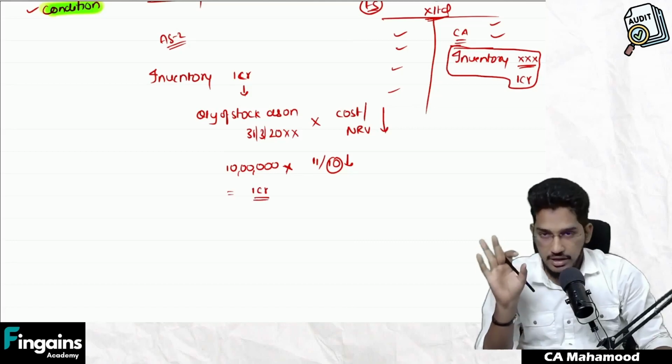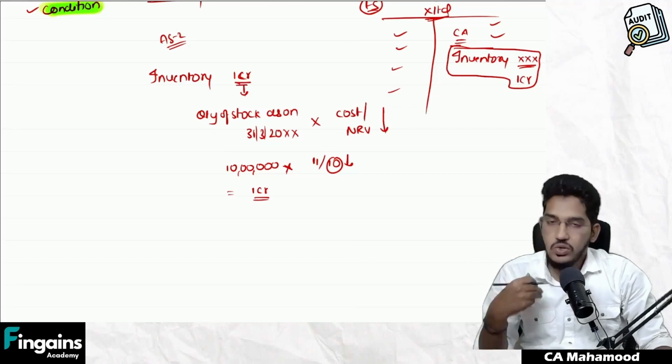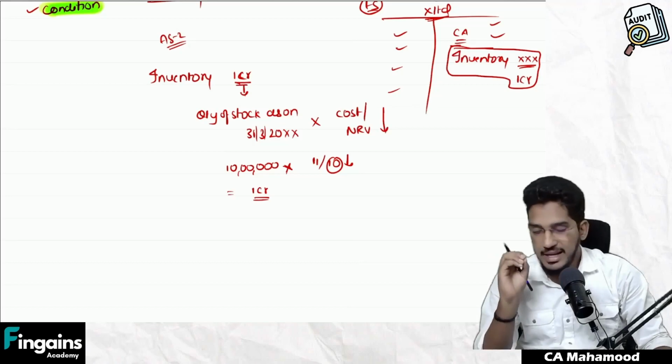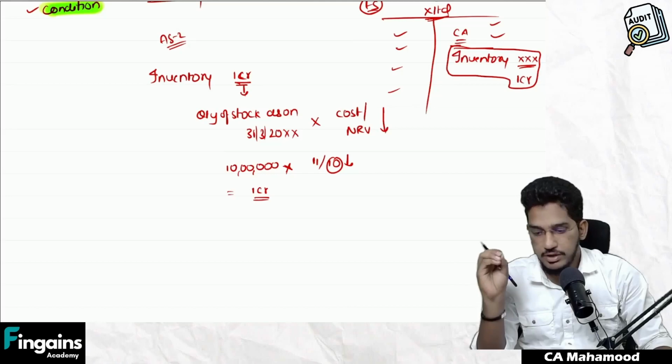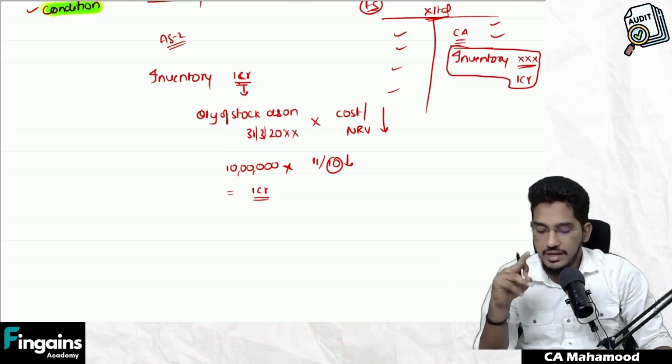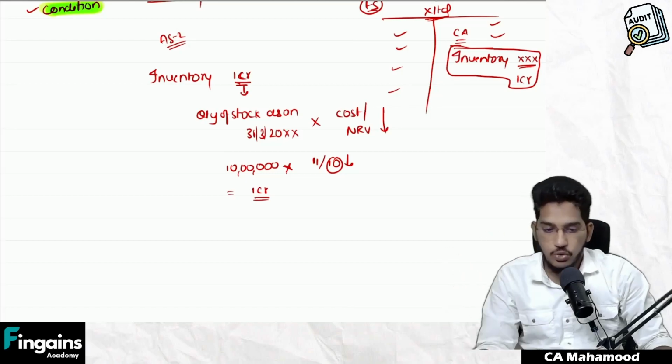So I have verified the items of the financial statements. I am able to see inventories of 1 crore of value. I got the background calculation. This is the background calculation I have got: 10 lakhs quantity, cost or NRV, whichever is lower. Cost is 11 rupees per unit. NRV is 10 rupees per unit, whichever is lower, 10 will be lower. So if you multiply 10 lakhs into 10, you will get the inventory value as 1 crore rupees. So this is the background calculation.